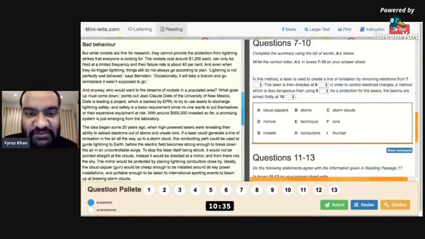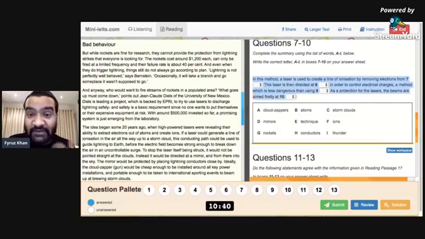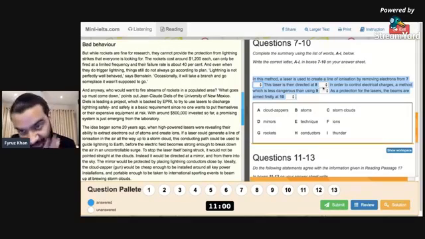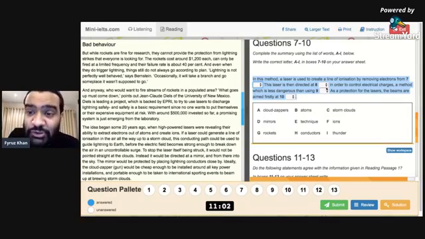So there is a paragraph. Summary completion means there will be a summary. Okay, 4 lines, 5 lines, and there will be blanks in between. So in this method, a laser is used to create a line of ionization by removing electrons from, you need to choose the word, okay, A, B, C, D, E, F, G, H, I. This laser is directed at, again, you need to choose the word, in order to control electrical charges, a method which is less dangerous and using dash as a protection for the lasers, the beams are aimed firstly.